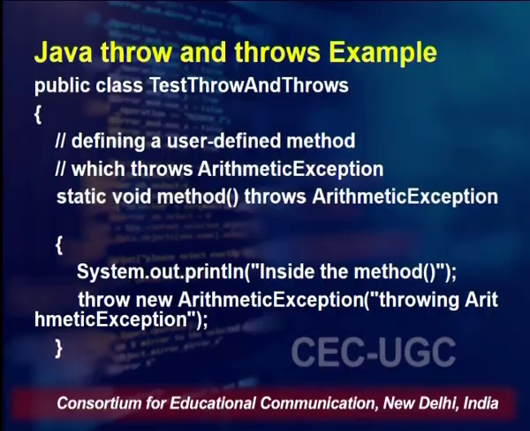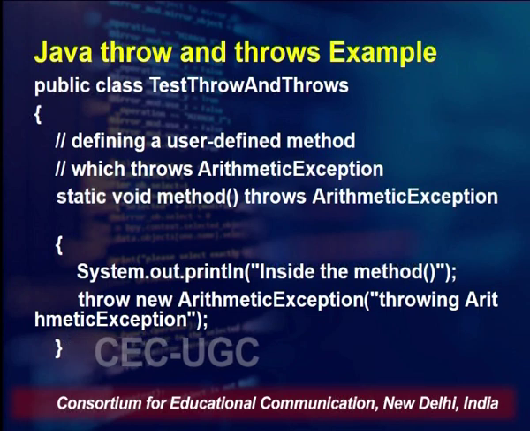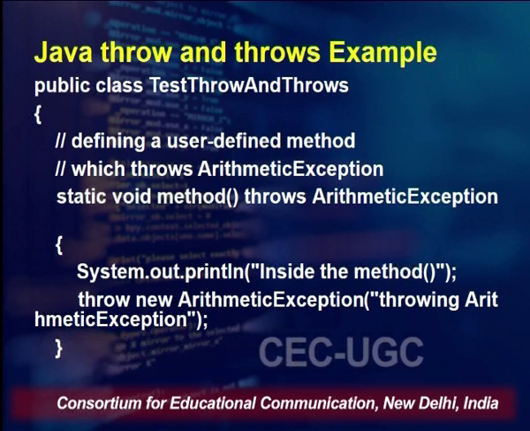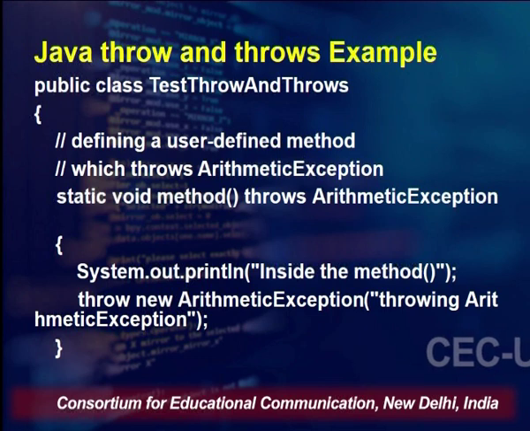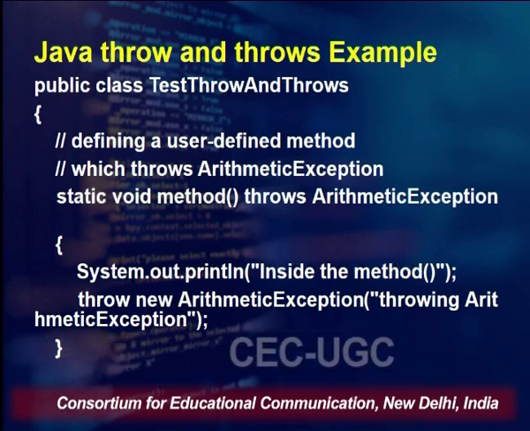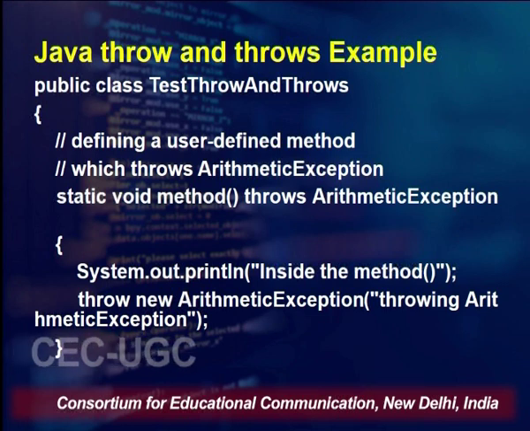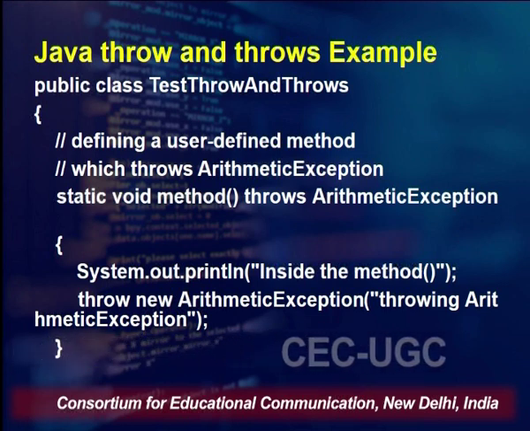Here we have a public class in which we are going to define a user defined method which throws an arithmetic exception. The user defined method is named method, and it is defined as static, so that we need not create an instance of that particular class and then call the method with the instance. In order to avoid that whole hassle, we have declared it as static.